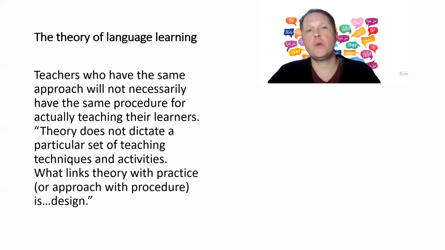So teachers who have the same approach will not necessarily have the same procedure for actually teaching their learners. In other words, theory does not dictate a particular set of teaching techniques and activities.